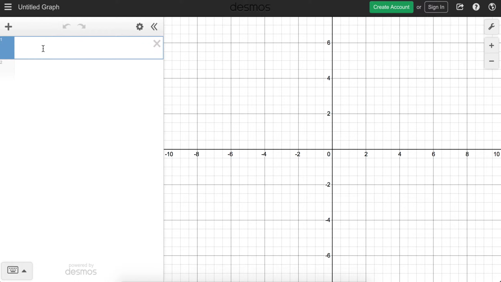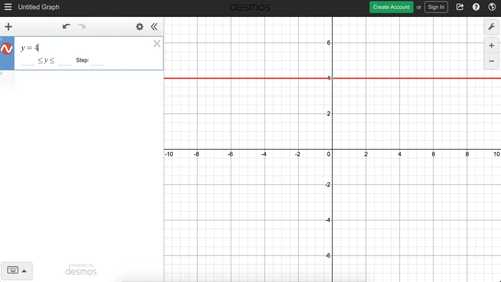So let's start with equations with just one variable, like y equals 4. Well, you can see that produced a horizontal line that goes through this point 0, 4, and every point on this line has a y coordinate of 4. X could be anything, but y is always 4, which matches the equation of the line.